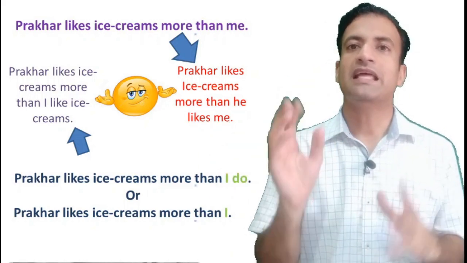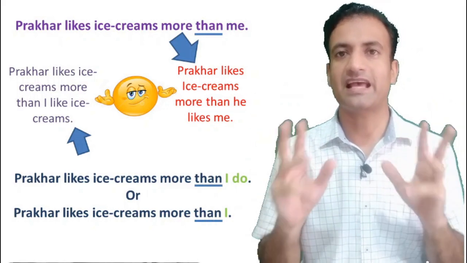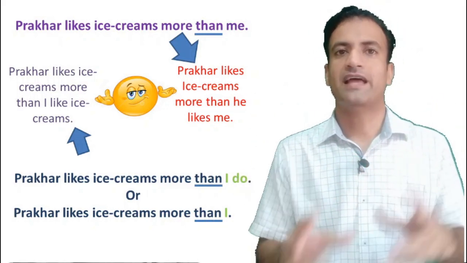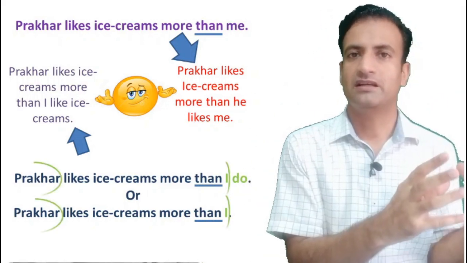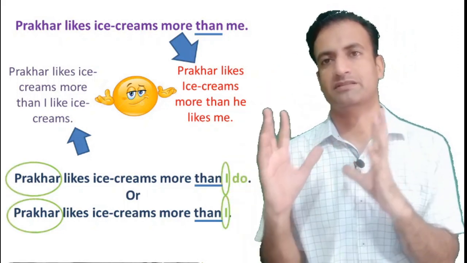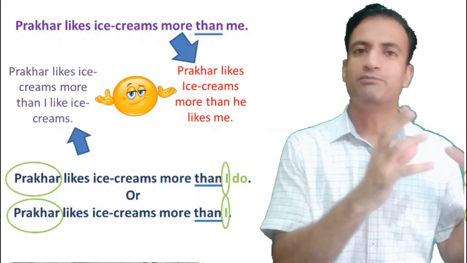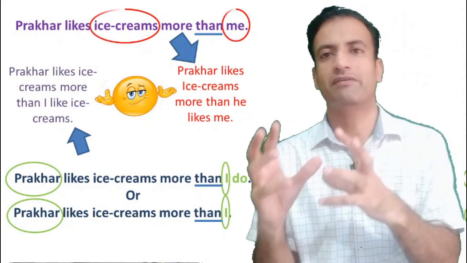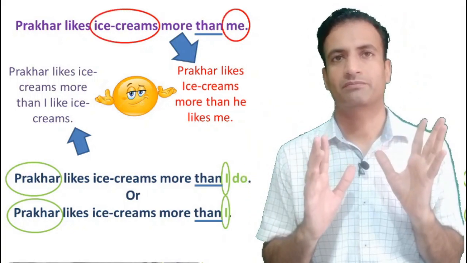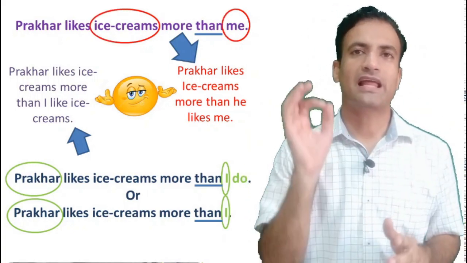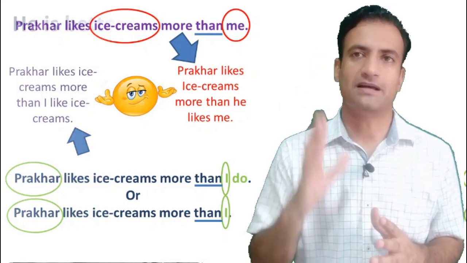Whenever we are using "than" as a conjunction, then nominative case needs to be compared with nominative case, and objective case needs to be compared with objective case. Now there is one clarification related to our first example.